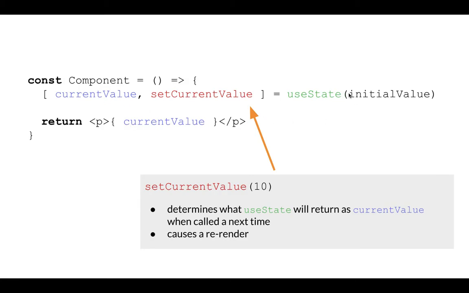Initially it will take an initial value, and that will be provided in our current value. So when we call set current value 10, what will happen is React will re-render the component, and then it will reassign this current value and set current value, and instead of the initial value it will take the last value that was present before this render cycle. Okay, so are you getting my point?